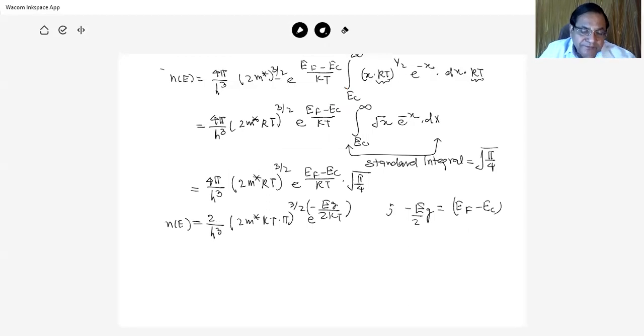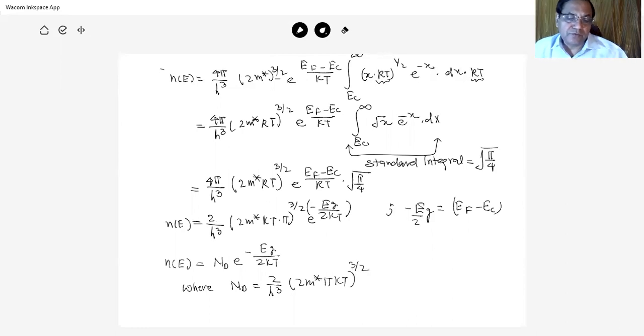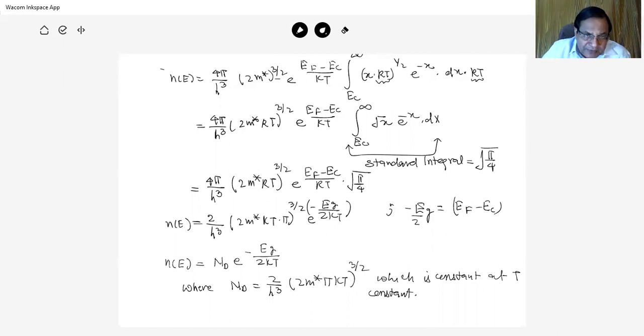So the function N of E can be written as Nd e raised to the power minus Eg upon 2 kT, where Nd is 2 upon h cube, (2 pi m star kT)^(3/2), which is constant at T constant.